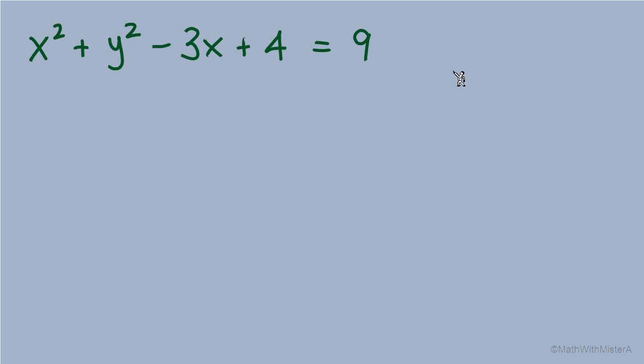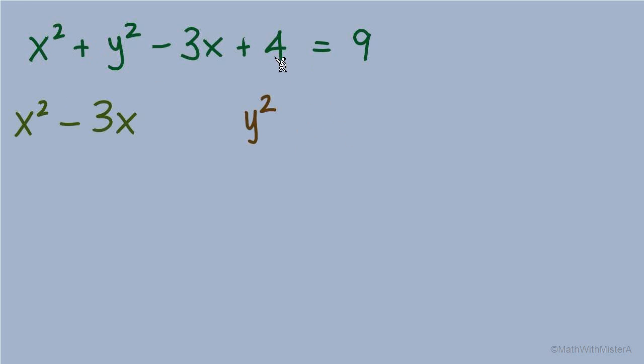X squared plus y squared minus 3x plus 4 equals 9. We're going to use basically the same approach. We'll see a couple of interesting details that will be helpful, but what we want to do first is group our x variables and then our y variables and keep the constant over on the right side. We see a couple of terms with an x squared minus 3x. We have a y squared, but no term that has just a first degree y. We'll talk about handling that.